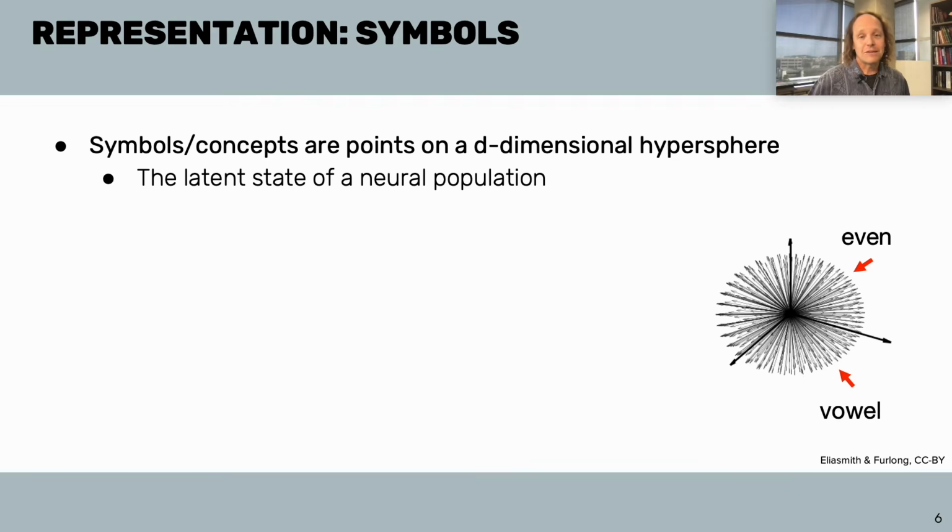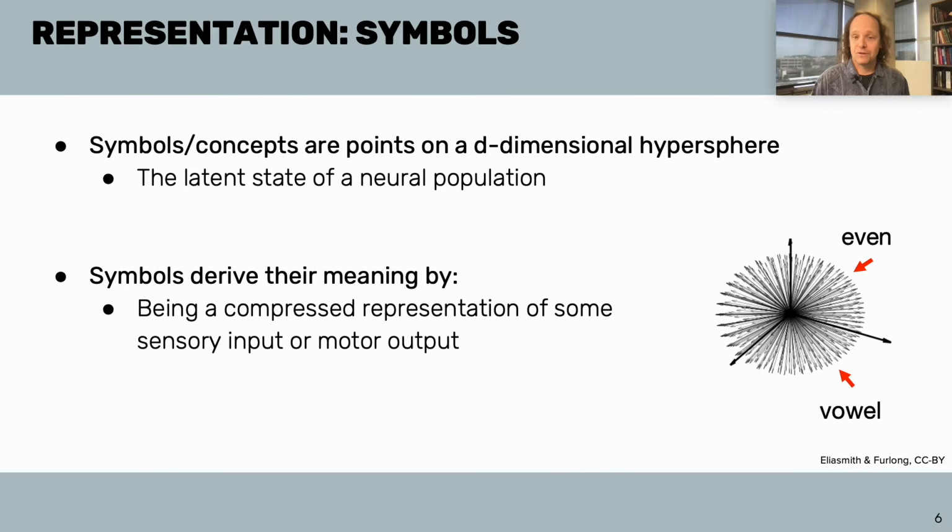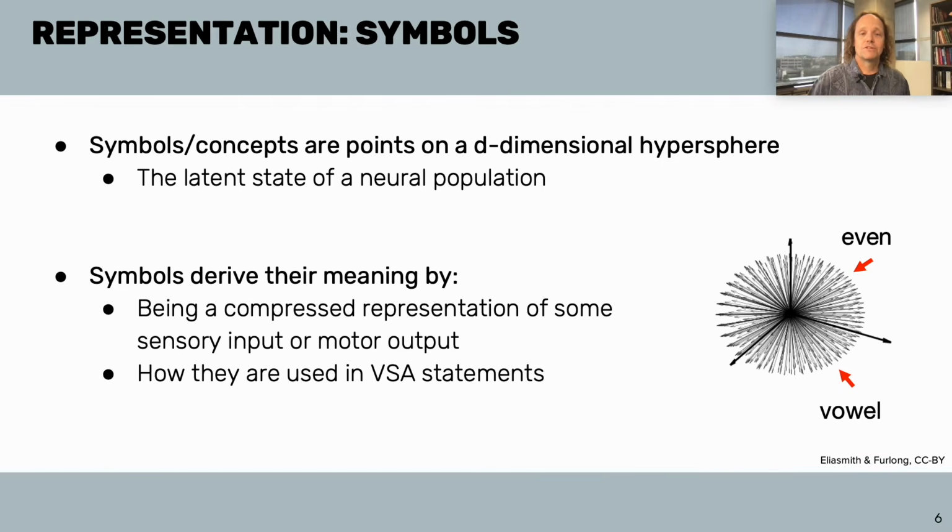Of course, in the brain, we don't think that the latent states are random. Instead, we think these symbols derive their meaning by being compressed from sensory or motor input, and by their relationship to other symbols. That is, the way in which they're used in a particular VSA statement. Now, this way of thinking about meaning and thinking about such vectors as being implemented in brain states is another story. And in fact, it's a long story. We have a name for these kinds of vectors because they're very central to our approach. We call them semantic pointers. Now, we're not going to be using this terminology today. Instead, we're just going to be talking about vectors.